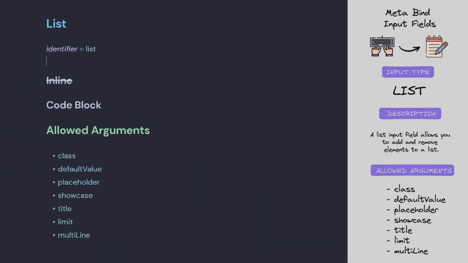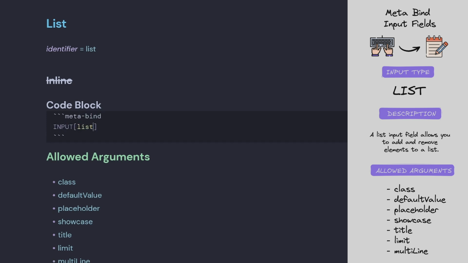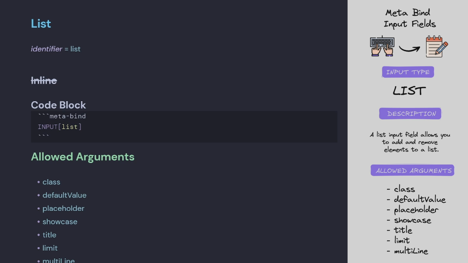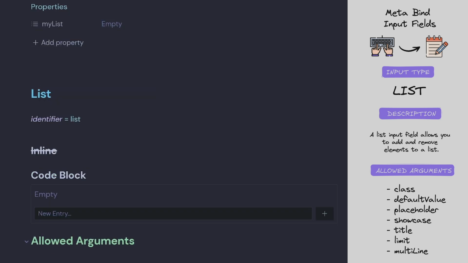So the last input field is list. This has the identifier list. It's not supported inline, but it's supported with code block. So put our 3 backticks, enter metabind, input square brackets list. So you can see we now have an empty with a new entry here, and then a plus over on the right hand side there. So we can bind this to a YAML property. We might want to call it my list. We'll add that up the top here as my list. So now I have a YAML property for my list.